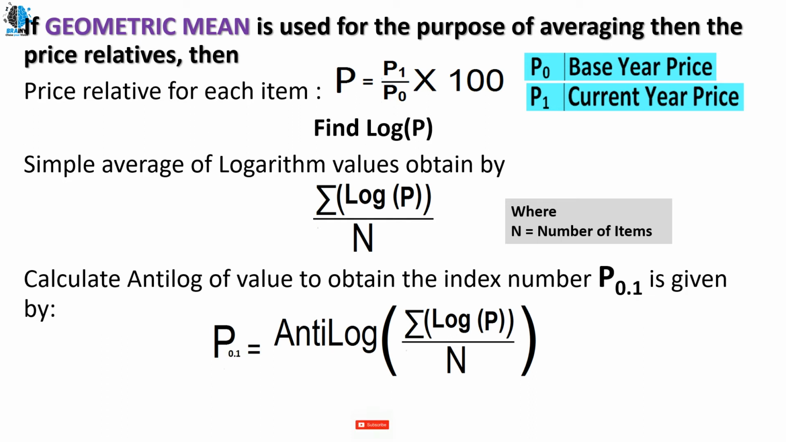So the price index under simple average method of geometric mean is given as P01, the price index of current year based on base year, which is equal to the anti-log of the average of logarithm values of price relative. We have to take the anti-log of that value. So this is the formula for geometric mean.